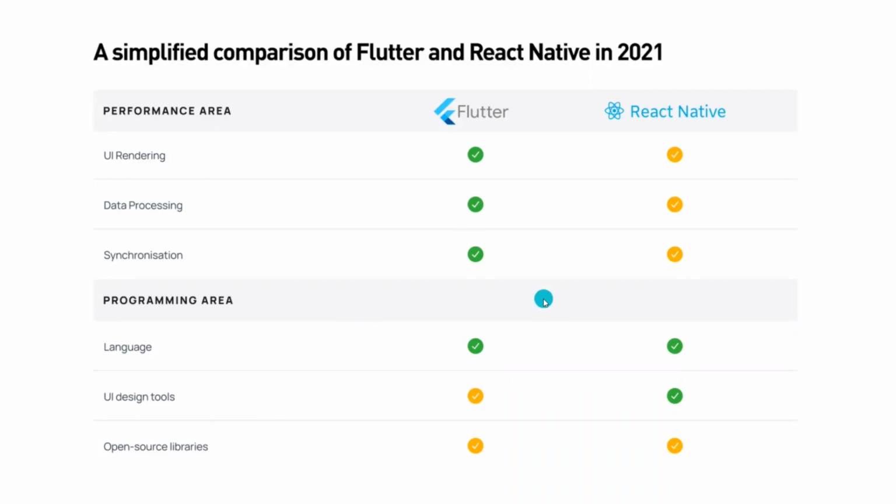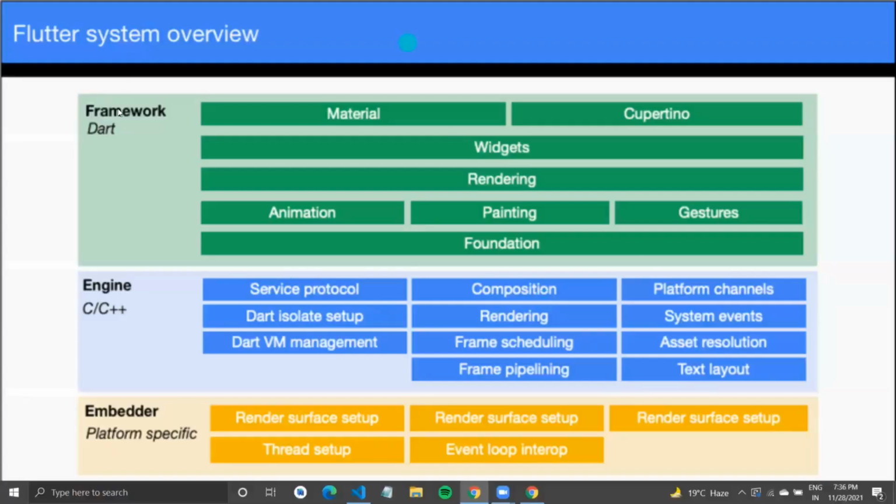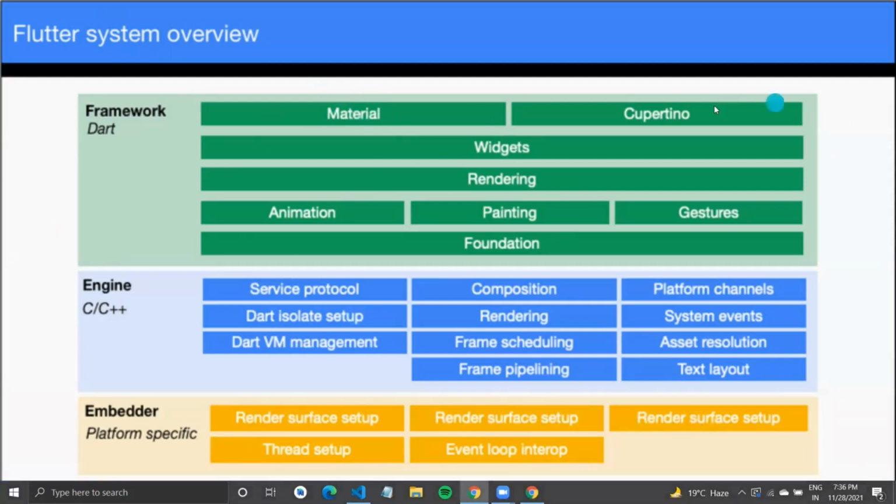So this is a brief architectural overview of the Flutter system. We have our framework, which uses the Dart language. Then we have an engine which natively renders it, and then there is an embedder which has the render surface setup, the render thread setup, and event loop. Then there are two libraries, Material and Cupertino. Material for Android, Cupertino for iOS. Then we have animation, painting, and all this available.